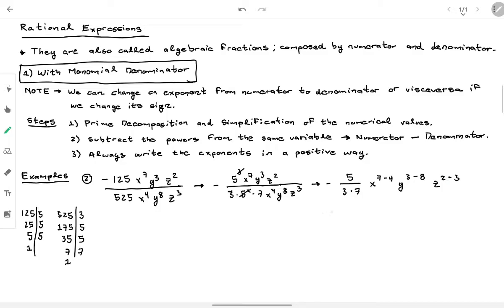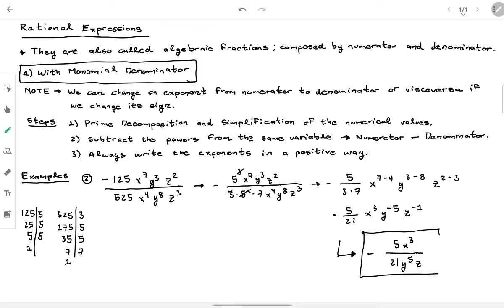So it's going to be minus 5 over 21, x to the 3, y to the minus 5, and c to the minus 1. Remember, we cannot have an answer with negative powers, so this answer is going to be minus 5x cubed on the numerator, and on the denominator is going to be 21 y to the 5 c. This one is going to be our final answer.